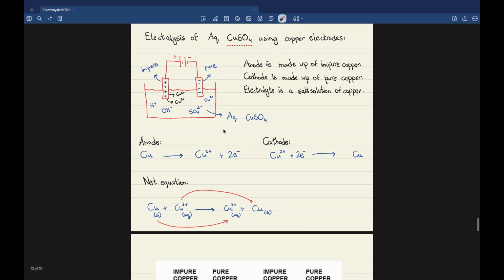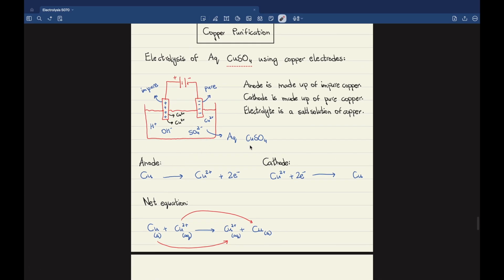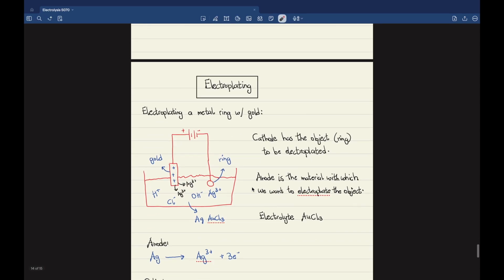And the same goes for copper purification, correct? Why do we use a copper salt in the case of copper purification and a gold salt in this case? Why do we use the electrolyte? Why do we use in the electrolyte the salt of the same material from which the positive electrode is made?